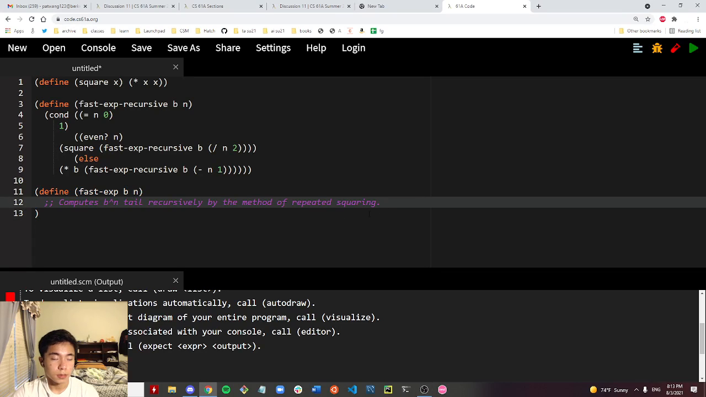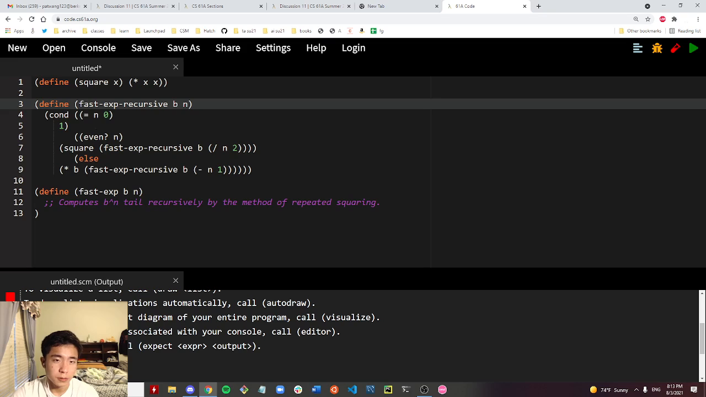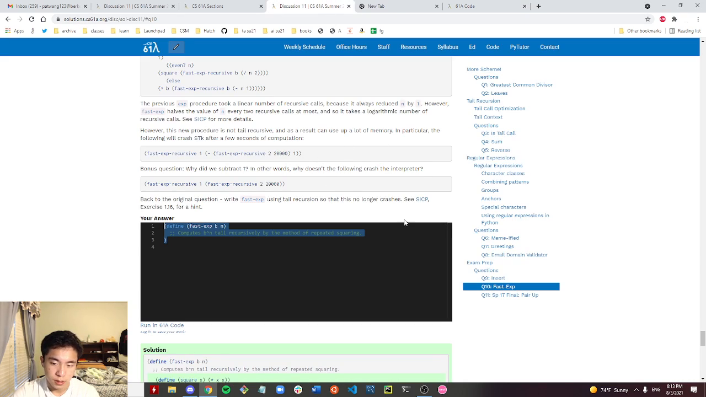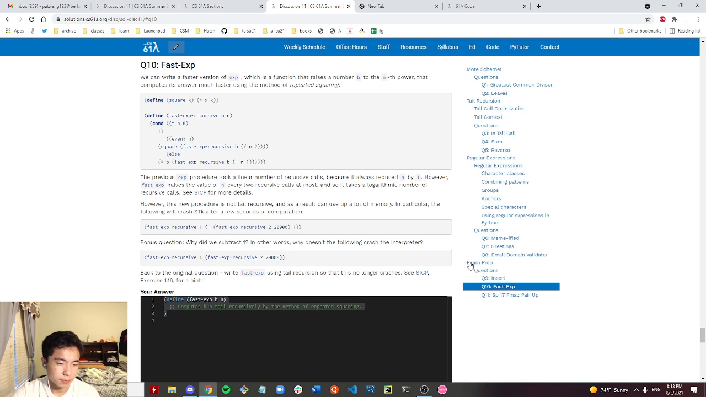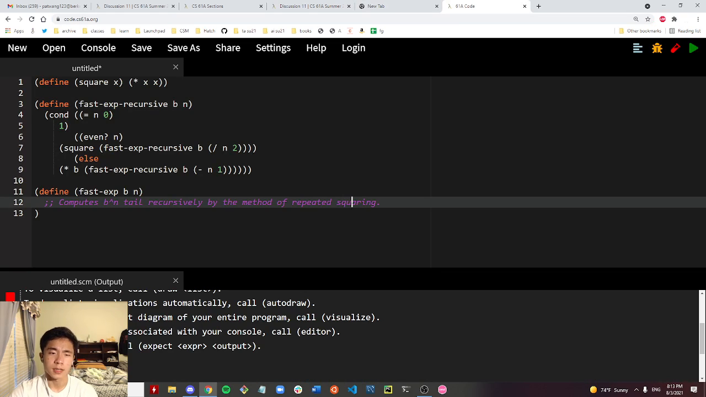Alright, so this is going to be the Fast-exp problem, and we're going to be implementing the fast exponential problem that we might have done early in the semester in Python. And this is going to be on discussion number 11, question number 10. So let's dive into this.